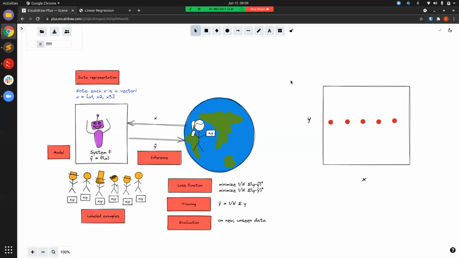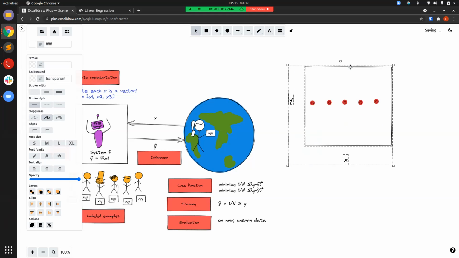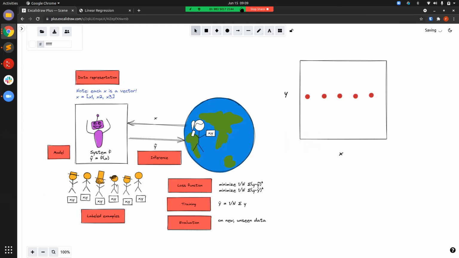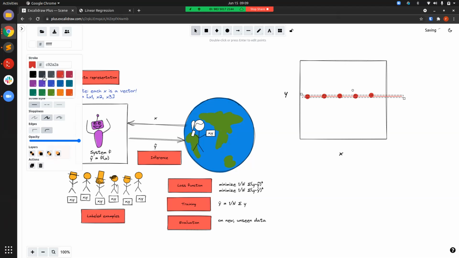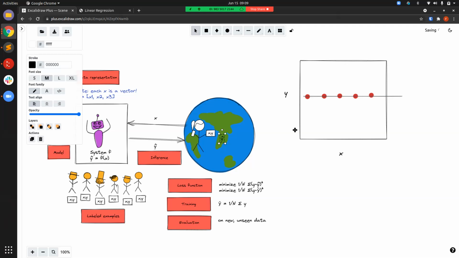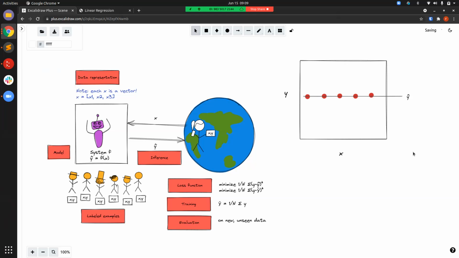Okay, no, why not? So let's see what this model will predict for this data set. For this data set, the model is going to predict the mean of y for all samples. So I'm going to draw the prediction of the model like this. So this is what the model is going to predict for every input sample. Is it doing a good job? Does it have a small value for the loss function?